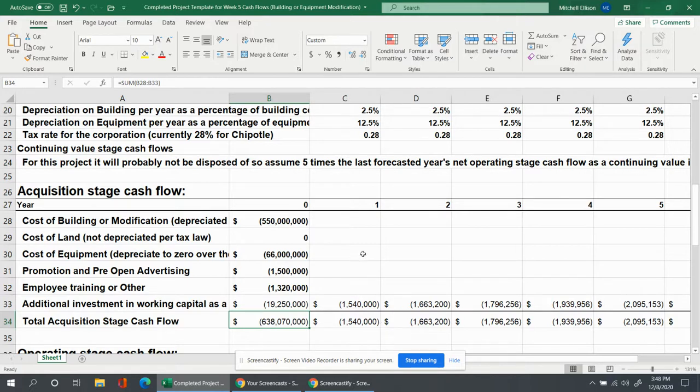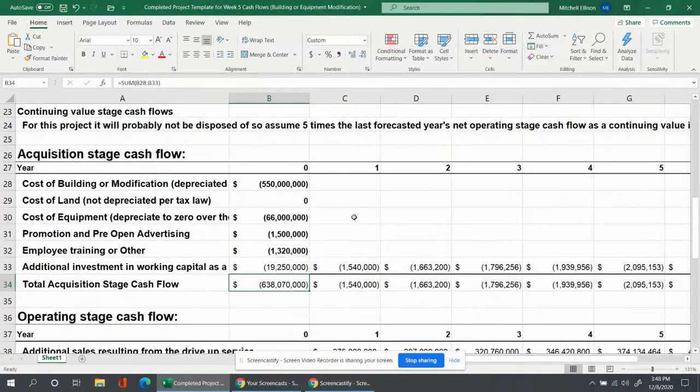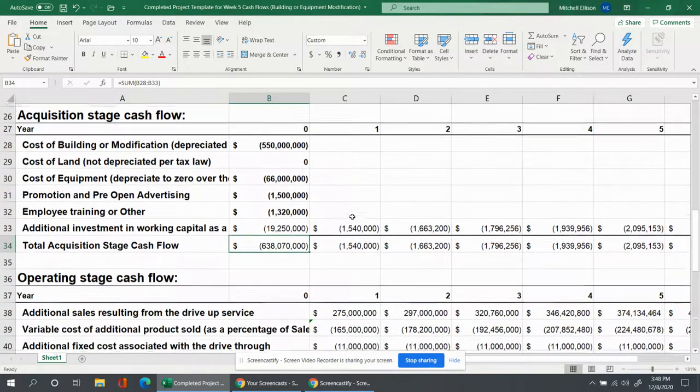So again, in the other videos, I show you the actual mechanics of multiplying and getting the working capital number. But again, if you look up here, what you're going to do is take 7% of sales. That gives you the initial balance. The initial balance has to be put in the year zero amount. And then as sales grow, working capital would grow, and any additional amount would have to be put in by the business owner into the project.